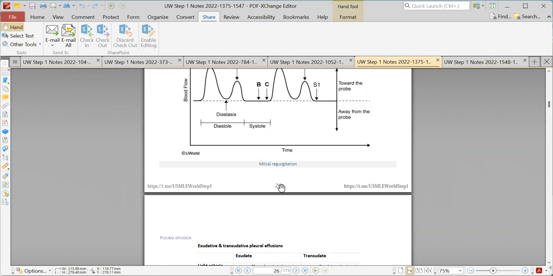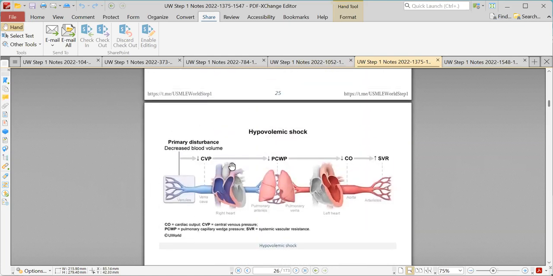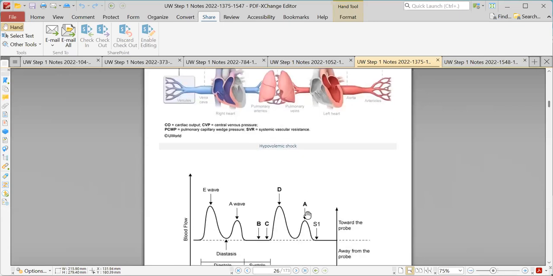Okay. In the hypovolemic shock, what actually happens? In hypovolemic shock, there's a blood loss, right? So everything is down, but systemic vascular resistance is really high here. The others are low. Pulmonary capillary pressure is low. Central venous pressure is low. Decrease in the cardiac output is there.